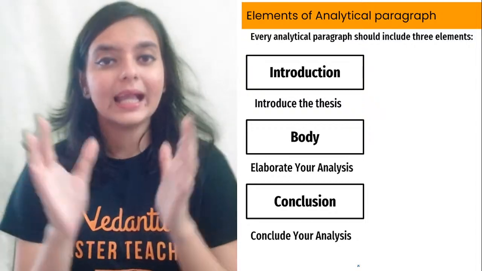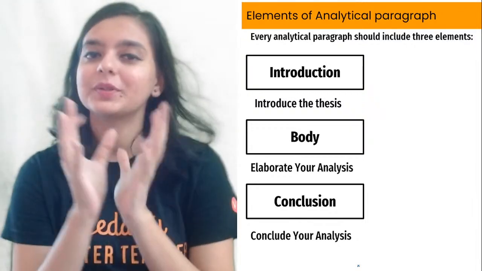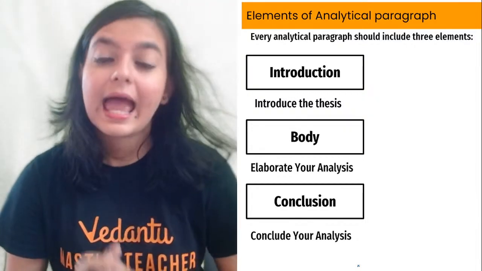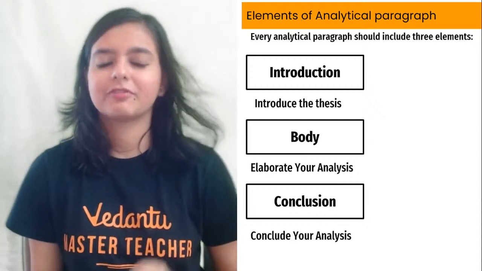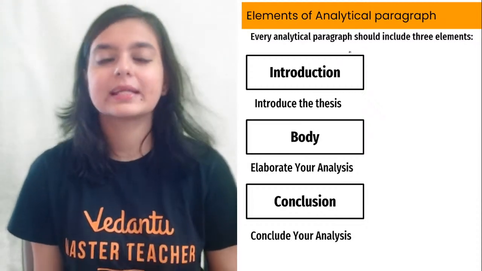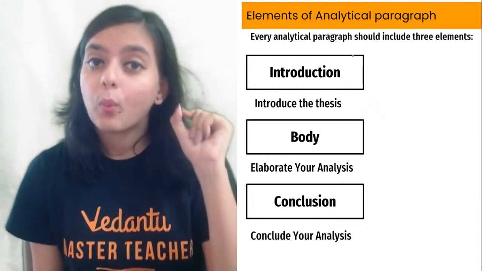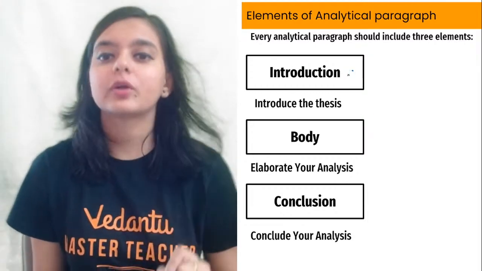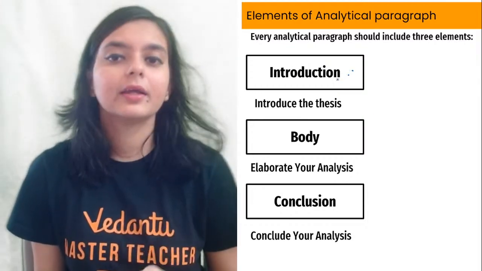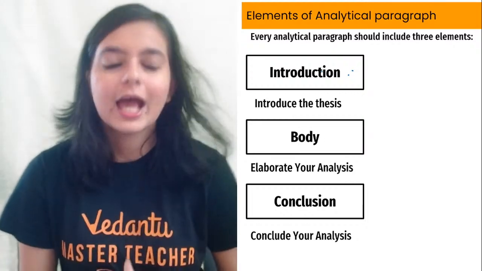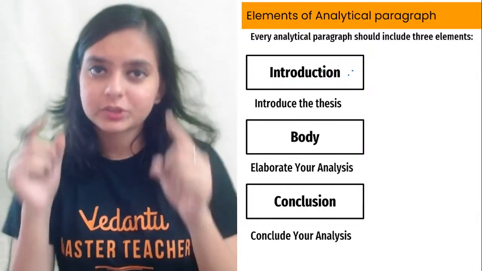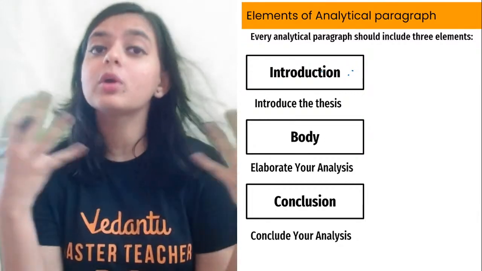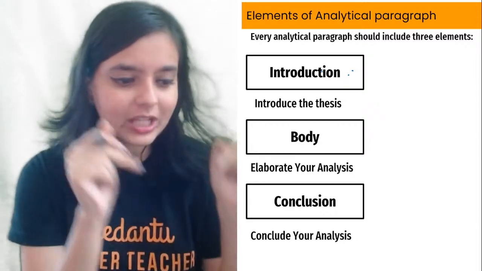So coming back to the analytical paragraph, guys. Elements of an analytical paragraph. What are the elements of an analytical paragraph that we should keep in mind when we try and attempt one? The first one is the introduction. Now, you have written formal letters, right? So you know what an introduction is. So tell me, guys, in formal letters, what do you usually write in the introduction? Tell me in the chat box right now.